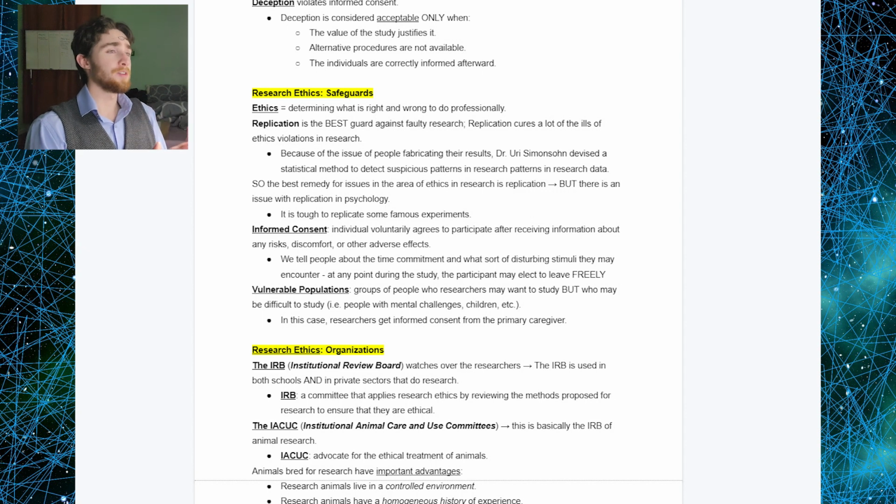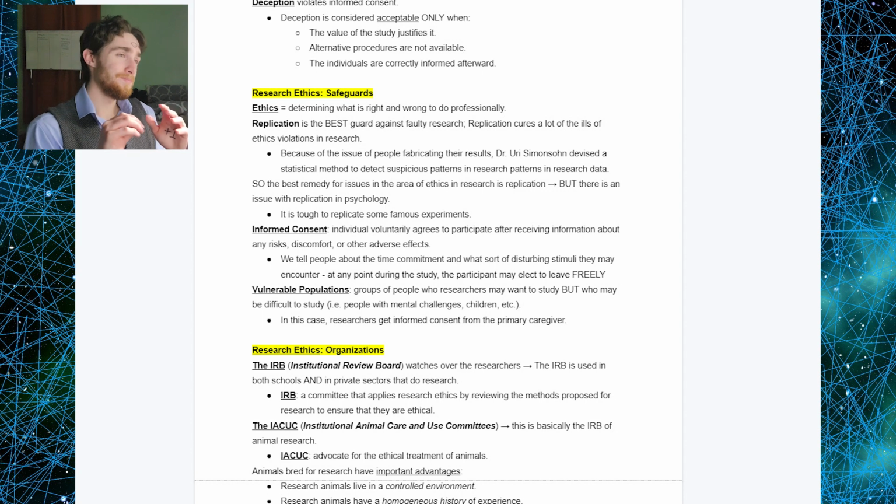Here we get into ethics. Ethics are all about determining what is right and wrong to do professionally. Replication is the best safeguard against faulty research. Replication actually cures a lot of the ills of ethics violations in research.